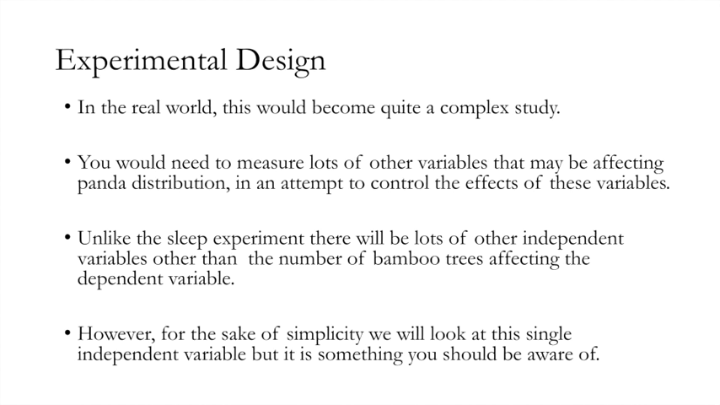So that's something we need to consider. But for the sake of simplicity, we're just going to look at this single independent variable. But this is something you need to be aware of when you're conducting your own experiment. Think about all the other things that may be affecting your dependent variable. What is it you want to measure, and what could be affecting that? And if you can identify those things and control them, fantastic. It gives us more confidence that your independent variable, the thing you're measuring, is having an effect because you've controlled all the other variables.